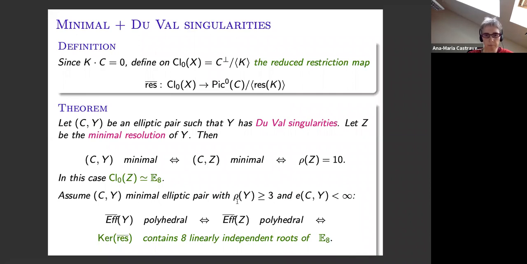And then there is an equivalent condition on this reduced restriction map. Okay, so this is a reduced restriction map of Z. Sorry, I didn't write this here. Then this contains 8 linearly independent roots, -2 classes in E8, identified with CL0 of Z. Okay, so I'm saying that in order to get an if and only if condition for the effective cone being polyhedral, we need this minimality and an extra condition on the singularities.